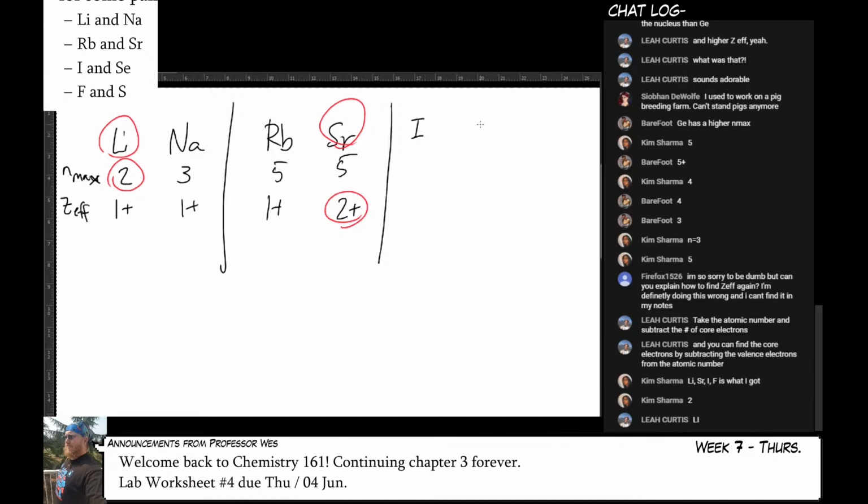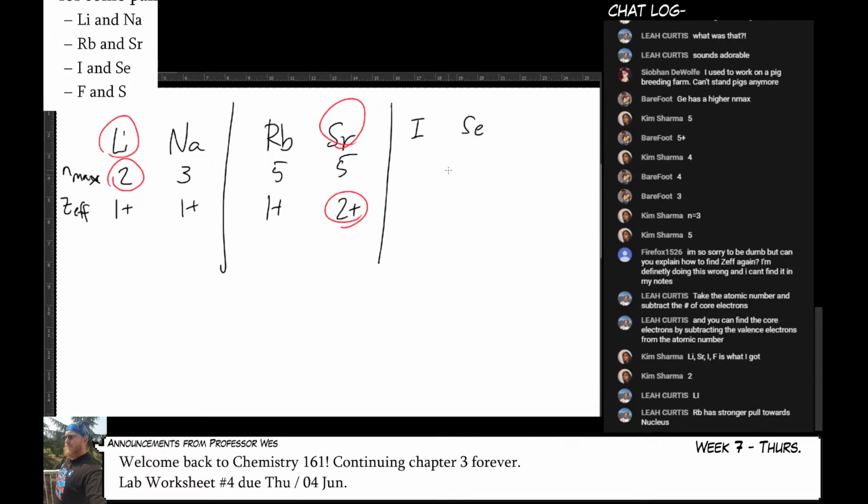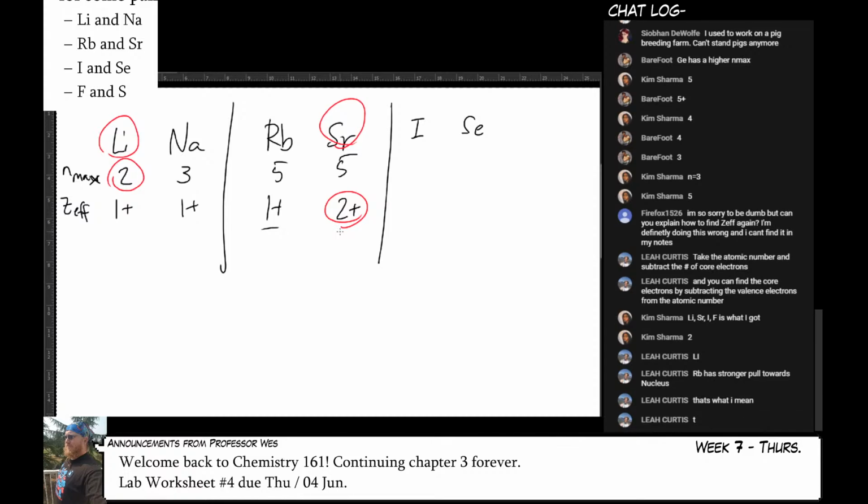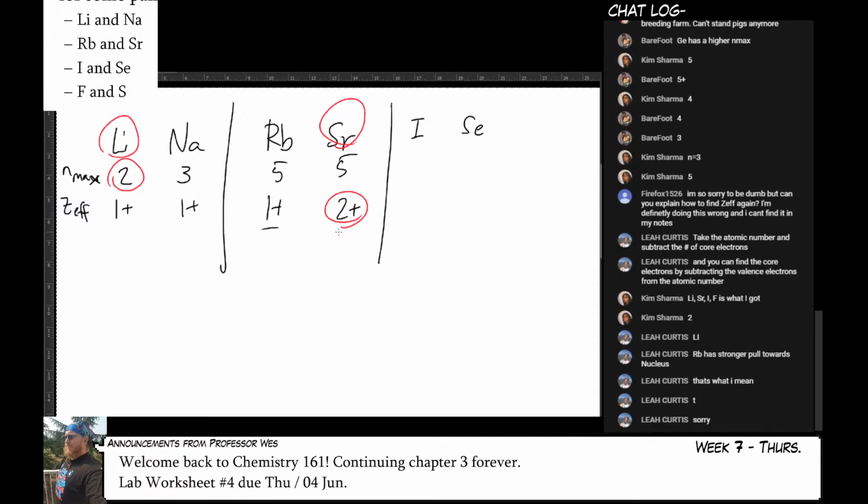That must be iodine, right? Iodine and selenium. But Rb doesn't have a stronger pull. It has a 1+, whereas strontium has a 2+. So where is iodine? There it is. Okay, so 2, 3, 4, 5. So looking at N max, that's 5. Selenium is 4. And then this is 6, and this is 7.